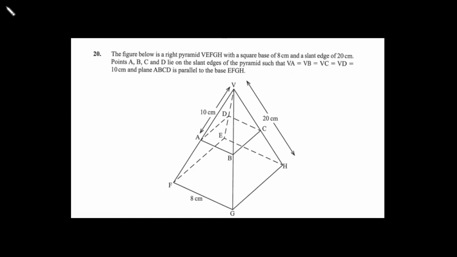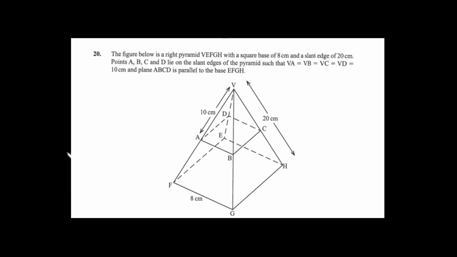And then we are told that points A, B, C, and D lie on the slant edges of the pyramid such that VA is equal to VB, which is equal to VC and VD, and each one of them is 10 centimeters. And then plane ABCD is parallel to the base, which is EFGH.